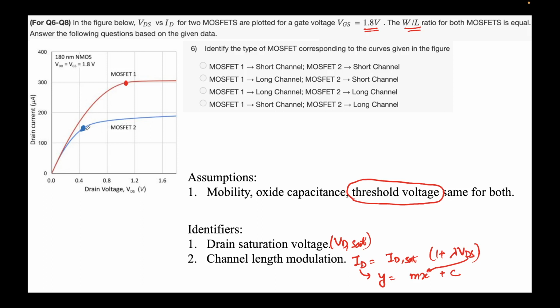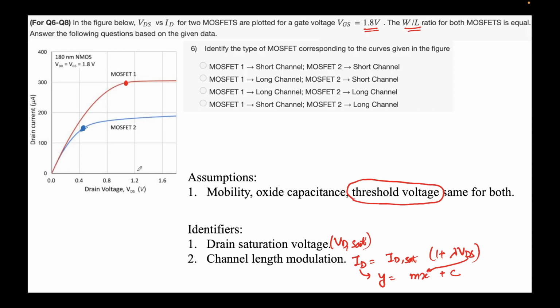This holds in saturation only, so you look only at the right hand side of these red and blue dots. Here it's flat, more or less. Here it's not flat. One of the short channel effects is channel length modulation, which becomes prominent only when we have short channels. Long channels are not that prominent. Hence, if you are given such a plot of two different MOSFETs, you can clearly see that the channel length modulation is more prominent in the second one. Hence, it's likely to have a shorter channel.